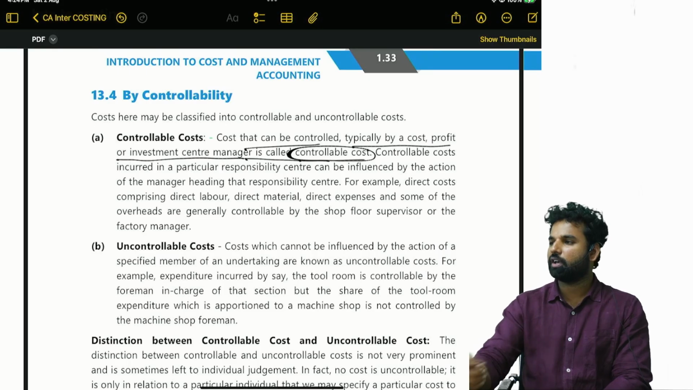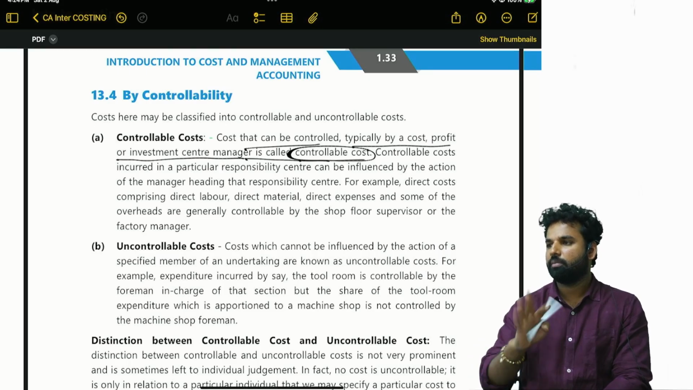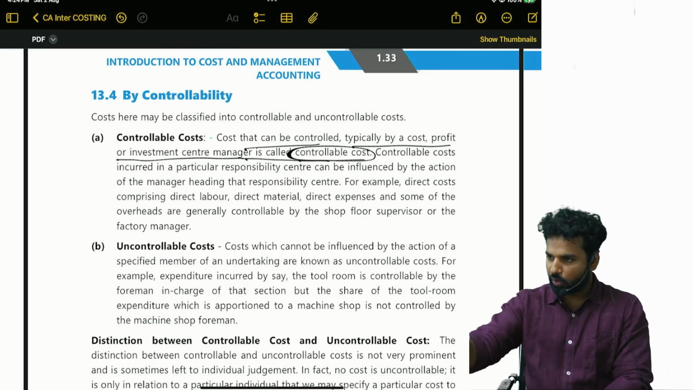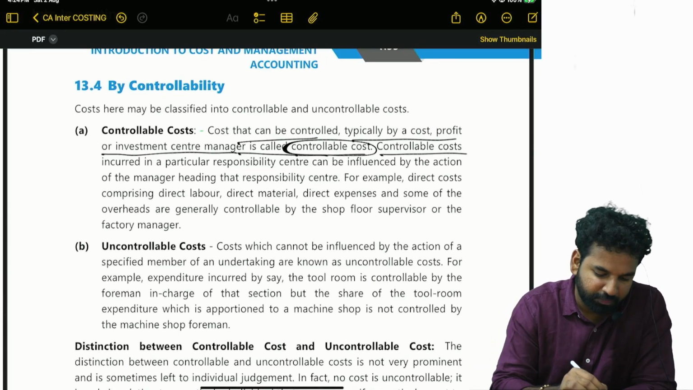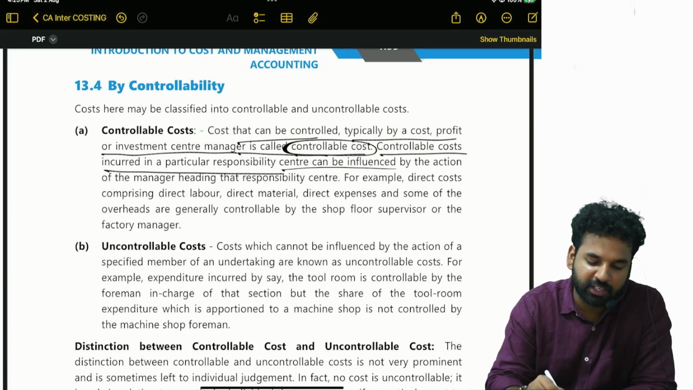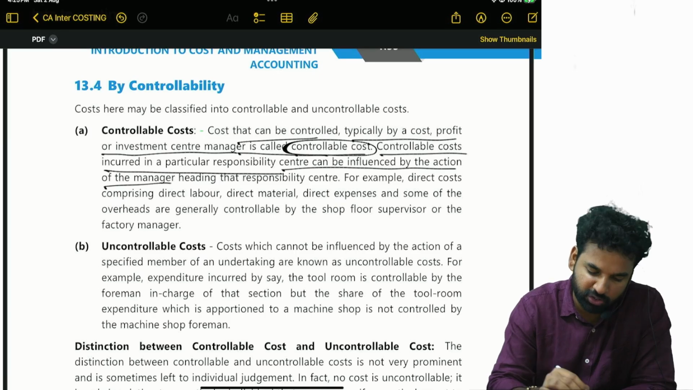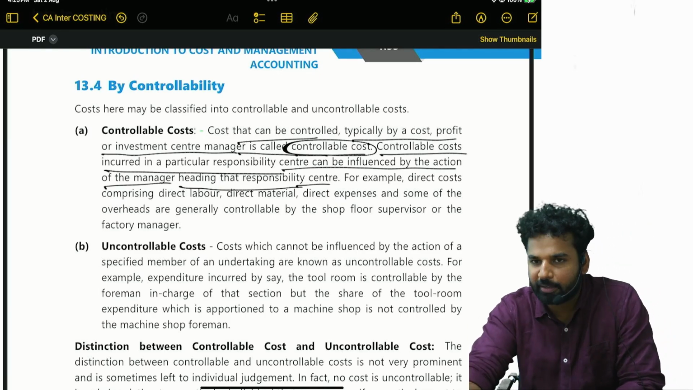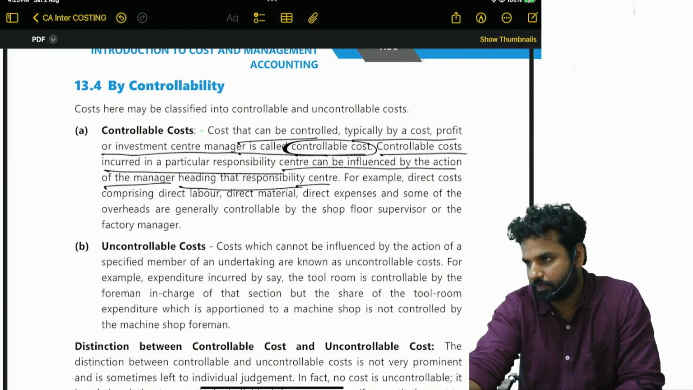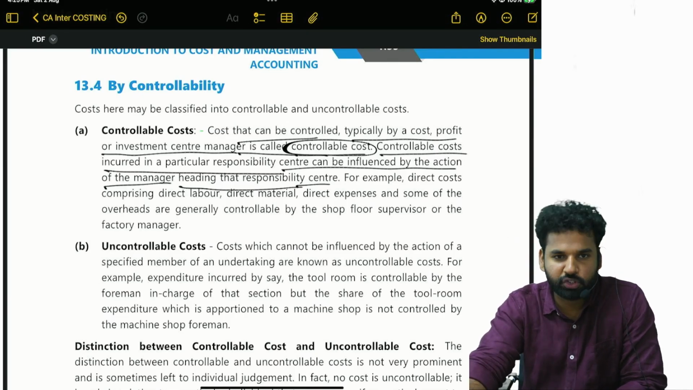Rent is there, but it is not in the hands of the local manager. Controllable costs incurred in a particular responsibility center can be influenced by the action of the manager heading that responsibility center. Responsibility center means, for the time being, you can treat it as a branch.